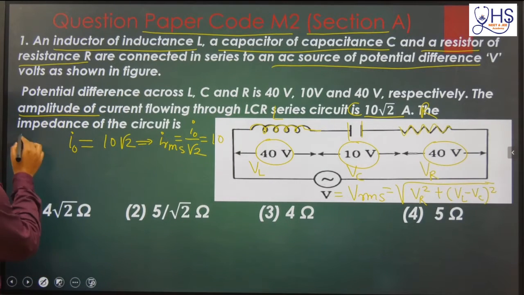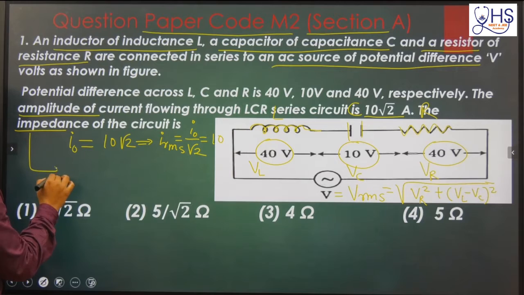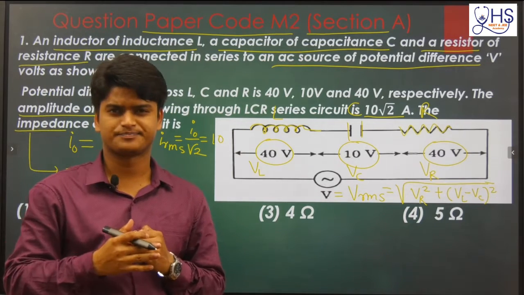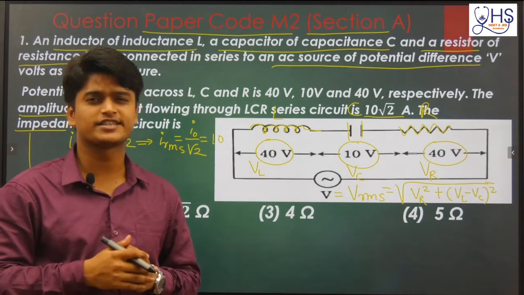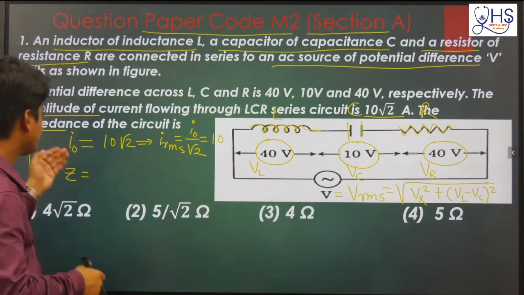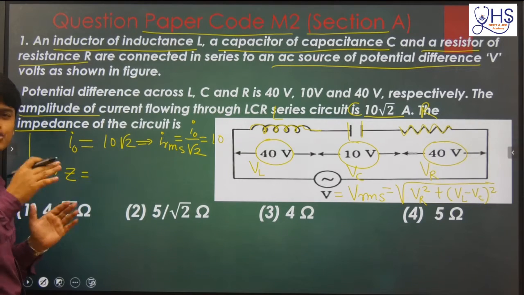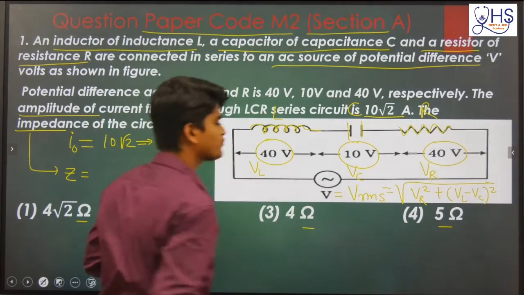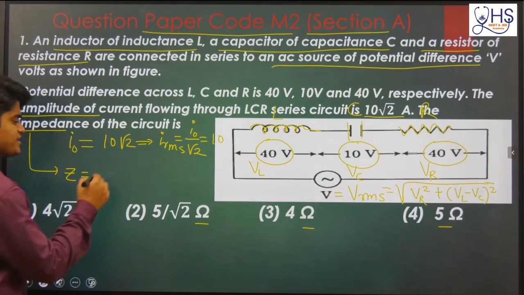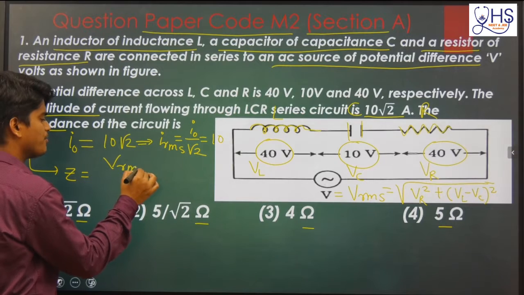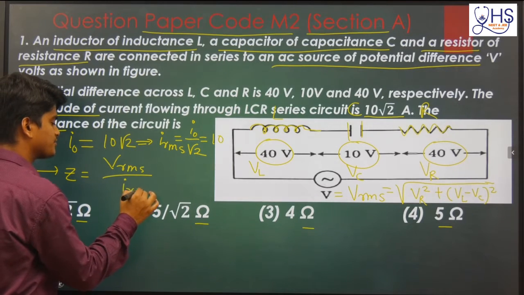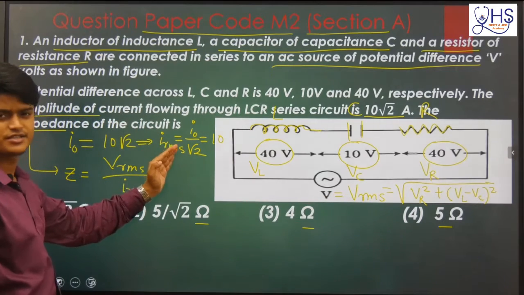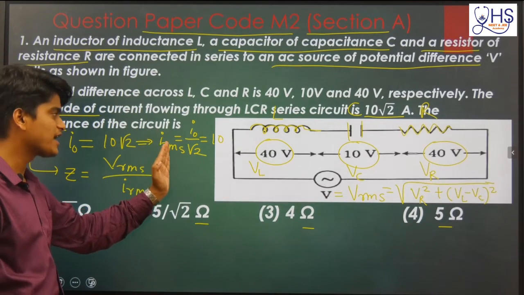Now again asking the question, the impedance of the circuit. Impedance is basically Z, which is equivalent to a resistance, but resistance in the AC circuit we call impedance. It is like a resistance, an opposition to the current, and its unit will be ohm. Here 4 options are given, we need to find this Z. So what is the Z formula? Z is nothing but V RMS divided by I RMS. So we need to see what is V RMS and what is I RMS, not I naught, we need to check I RMS.